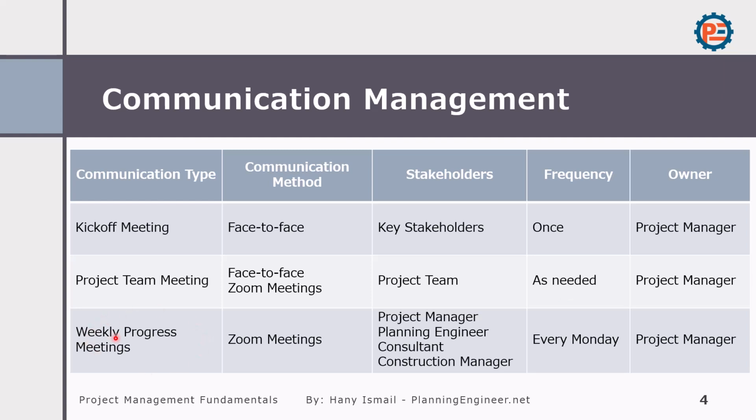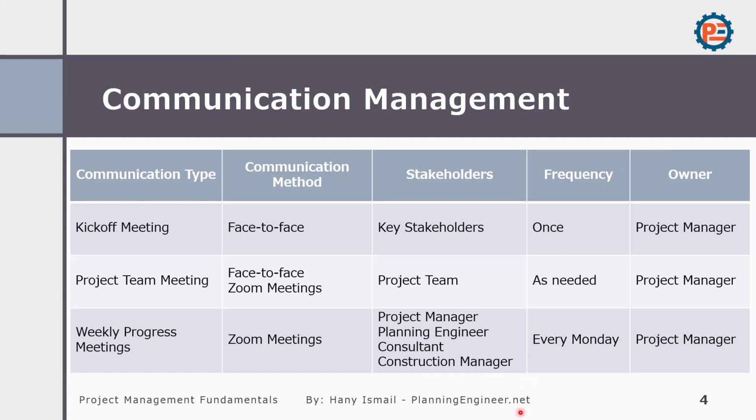The weekly progress meeting could be a Zoom meeting or face-to-face. The stakeholders now are more specific: we need the project manager, planning engineer, consultant, and construction manager. You can be more specific and have it every Monday, for example. This is how you can create a communication plan for your stakeholders.